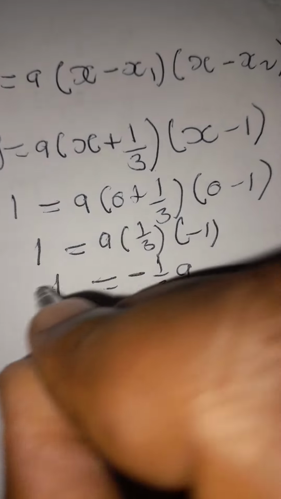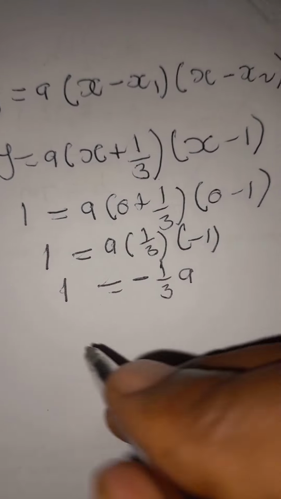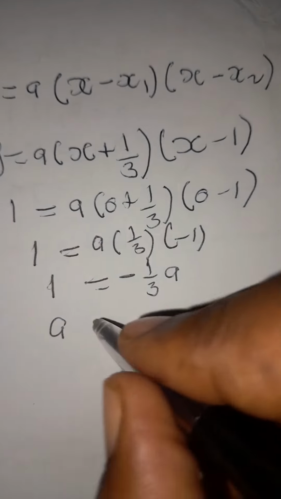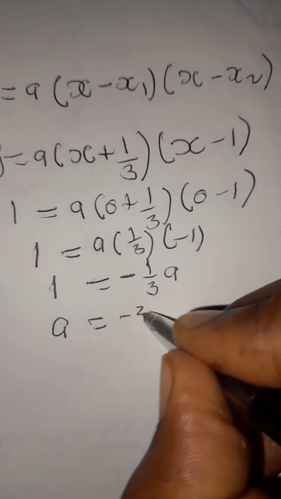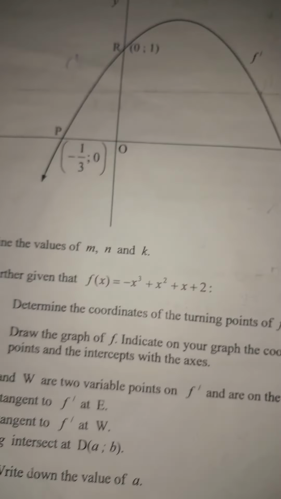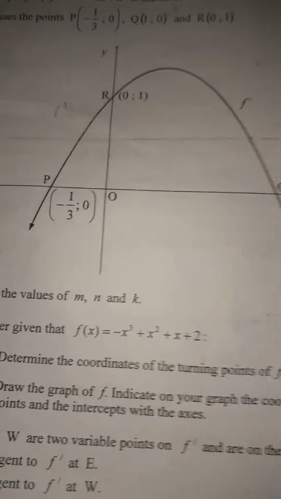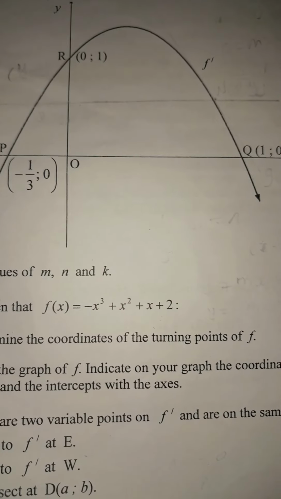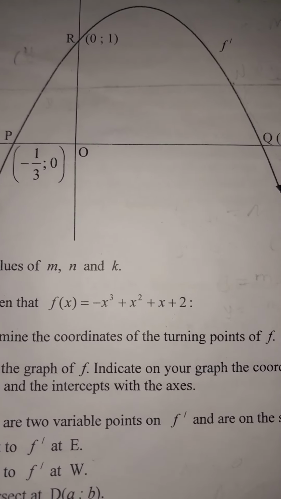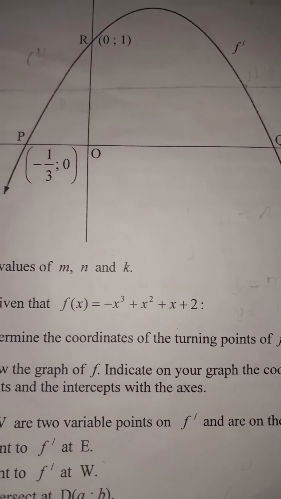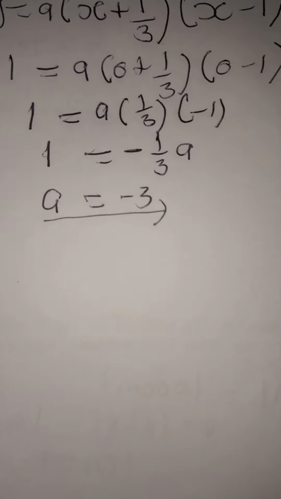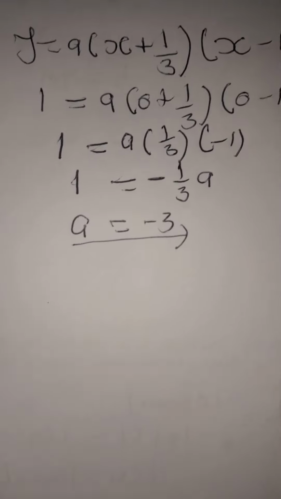Then we are going to divide both sides by negative 1/3, or we can multiply by -3. So that makes a equal to -3, which is true, guys. Why am I saying so? Let's go back to the graph. When you see this type of graph, it's a sad face, so the graph will be concave down. It will be upside down. So that's how it should be. Definitely right.